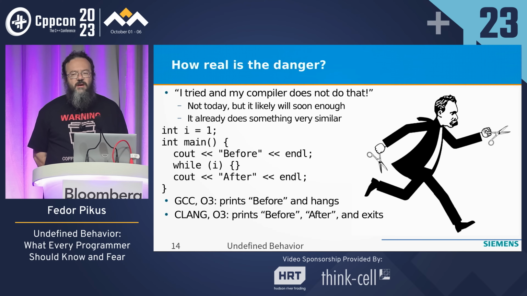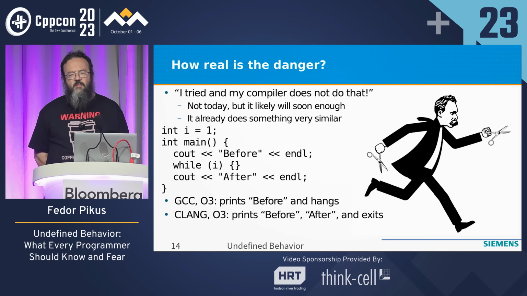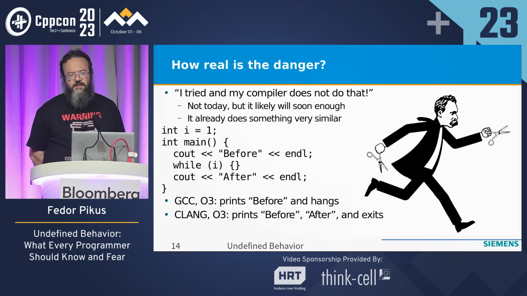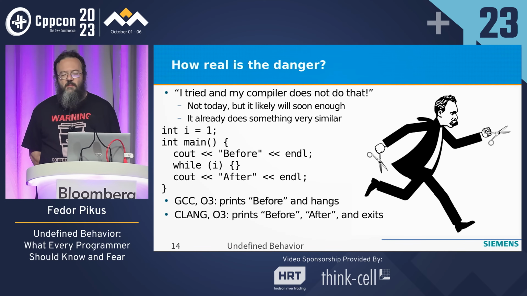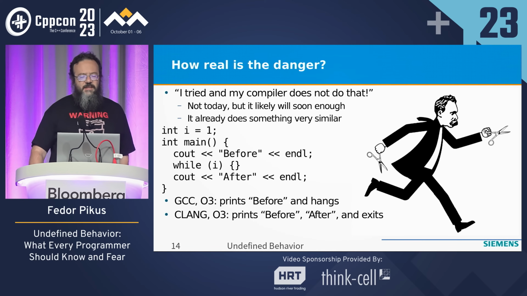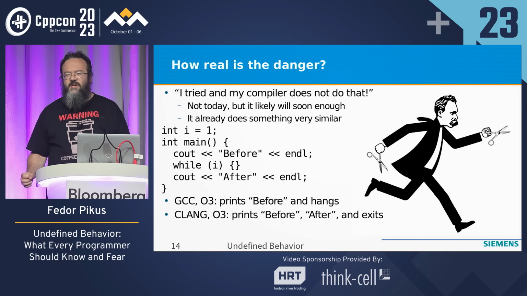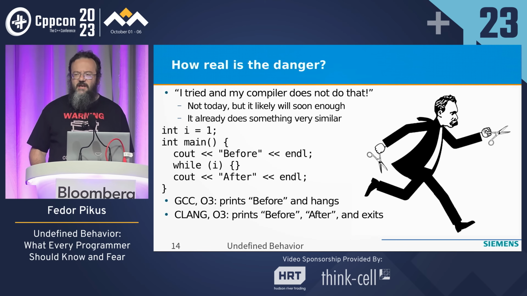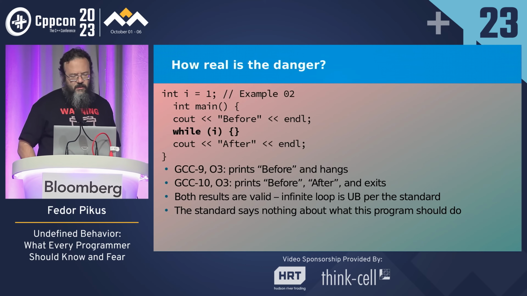GCC, prior to version 9, I believe, prints before and hangs forever. Clang, as far as I could go back, and GCC at least 10 and above, and I don't remember exactly where it changed, prints before, immediately prints after, and exits. So if you had that in your code and you upgraded the compilers, your behavior might change. And this is actually a good example to explain why do they do this to us? It's not like we didn't have other problems programming in C++. Why on top of everything else did they do that?